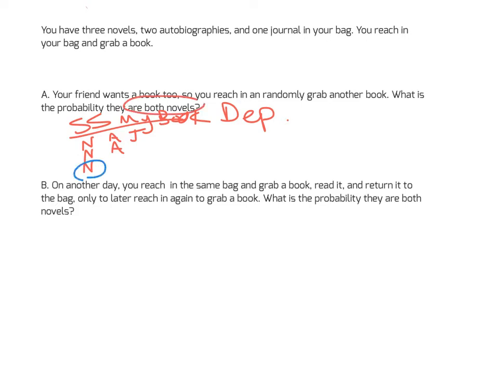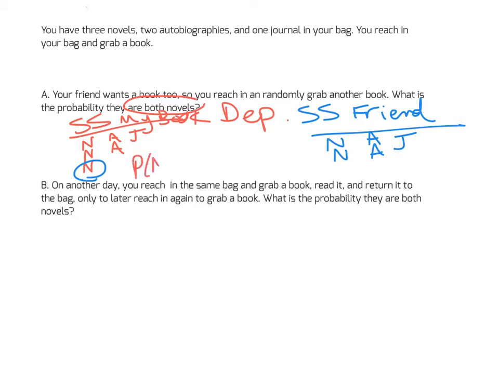But if we are trying to figure out the probability that they're both novels, then that would assume I pull out 1 novel. So then the sample space for my friend's book is novel, novel, autobiography, autobiography, journal. So, over here for my book, the probability of getting a novel is going to be 3 out of 6, because there's 3 novels, and then there are 6 total books in my bag. So it's a half.